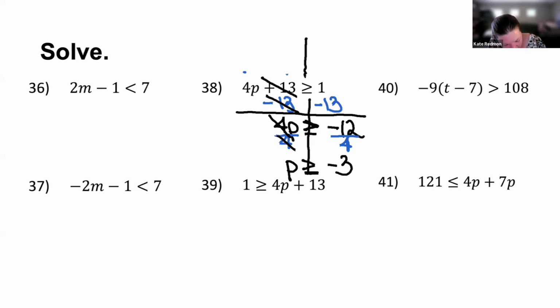And you say, I divided with a negative. It wasn't a change you made, and so you did not flip the sign. So what would P have to be in order to make the original inequality true? Well, it would have to be anything bigger than or equal to -3.